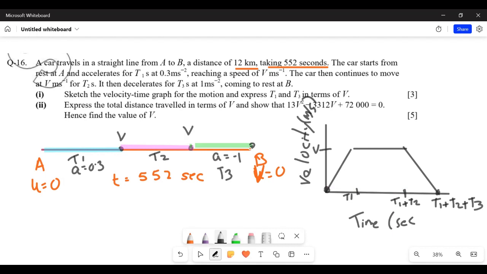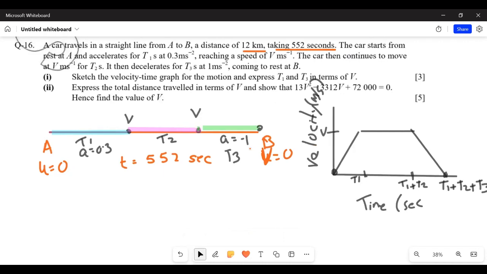However, the question says to sketch the velocity time graph of the motion and express T1 and T3 in terms of V. So we have to express everything in terms of V, not in terms of T1, T2, and T3. All right. So let's see. T1 is in the first part of the journey. We know the acceleration. We know the U. We need the time. And we also know V, the capital V symbol. So we need to write T1 in terms of V.